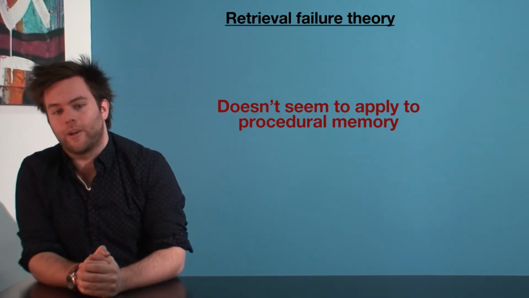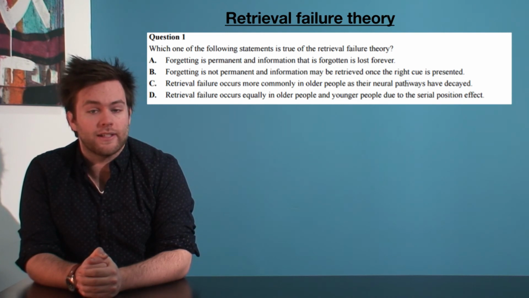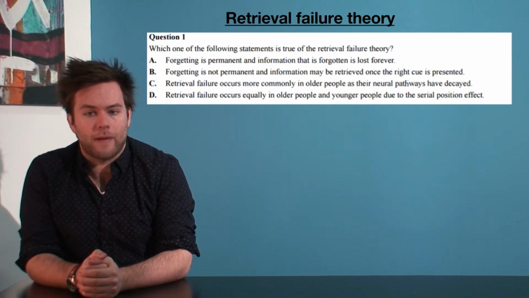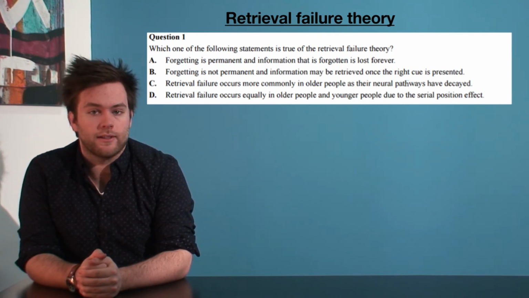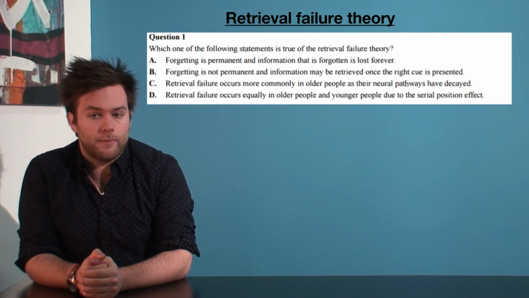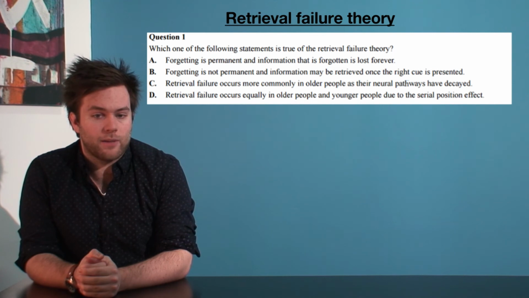Okay, let's have a look at a practice question from the 2014 VCAA exam. Which of the following statements is true of the retrieval failure theory? A. Forgetting is permanent and information that is forgotten is lost forever. B. Forgetting is not permanent and information may be retrieved once the right cue is presented. C. Retrieval failure occurs more commonly in older people as their neural pathways have decayed. Or D. Retrieval failure occurs equally in old people and younger people due to the serial position effect.